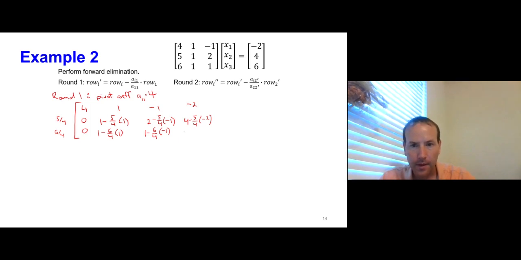And then finally, in the third slot, we've got 6 minus 6/4, because its original value was 6, and then we're subtracting, and then we multiply by this term out here, 6/4 times minus 2, which is the value from the pivot row.